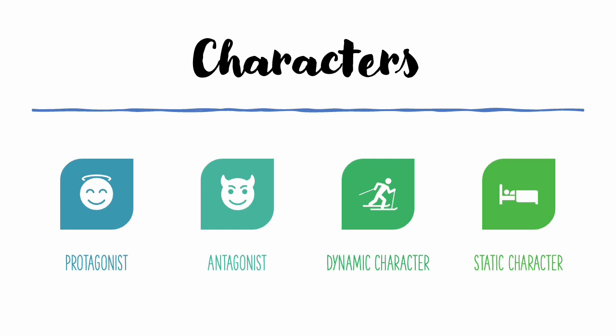The antagonist, or the foil, or the villain. It is the figure whose interests clash with those of the hero or the protagonist, resulting in a conflict. So hero and villain, right? Then there are dynamic characters. These are the characters that change because of the story's events. And then there are static characters, which are the characters that don't change during the course of the whole story.